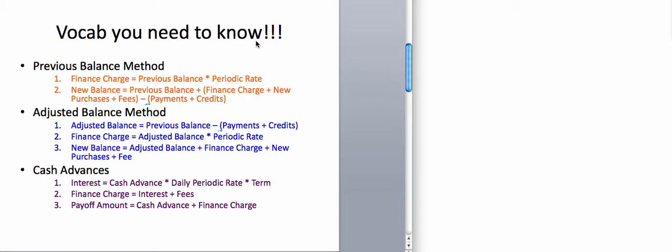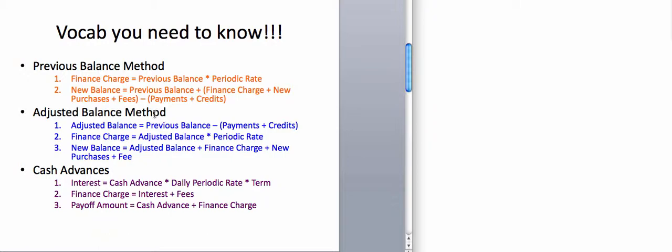Okay, ladies and gentlemen, the last section of Chapter 4, Section 4.8, deals with looking at credit card finance charges. We have two different methods to find our finance charge, or how much extra we owe because we don't pay something on time for our credit cards: the previous balance method and the adjusted balance method. The idea of cash advances is if you want to take out a loan from your credit card, you'd have to pay it back over a certain time period. We'll talk about that as well.